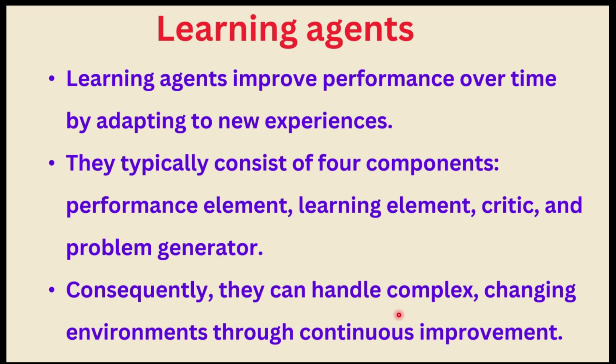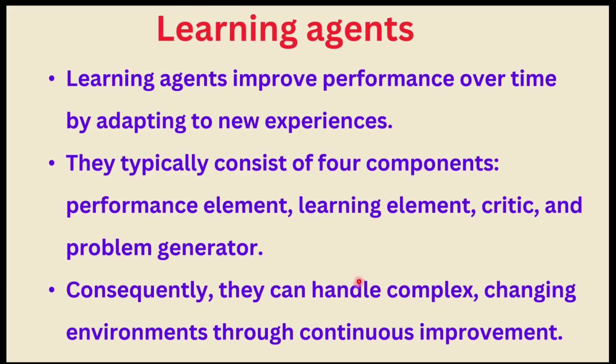If you see the learning agent, by the name we can tell it is going to learn in different environments. Learning agents improve performance over time. The learning agent always learns from different experiences. Whenever we get a new experience, it tries to adapt to that environment. They typically consist of 4 components: performance element, learning element, critic and problem generator. These are the components available in a learning agent.